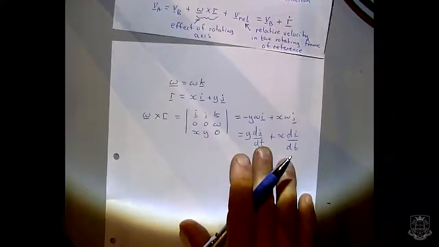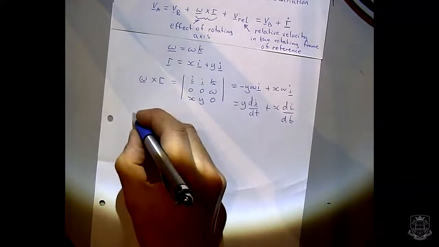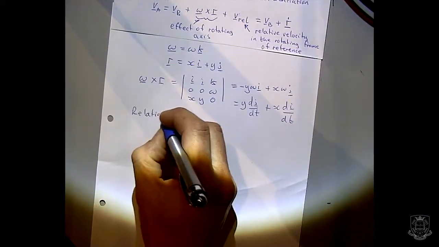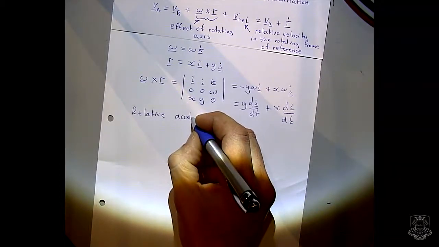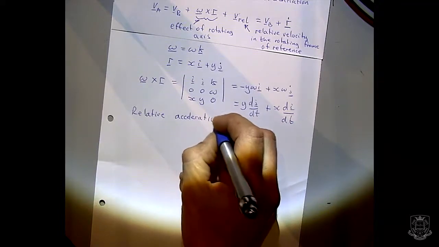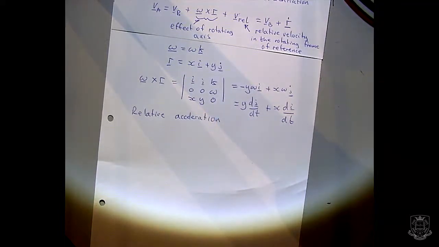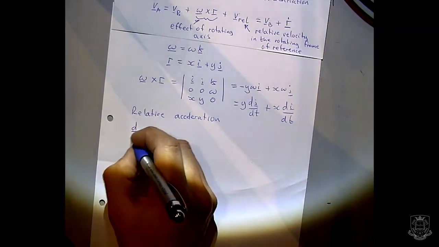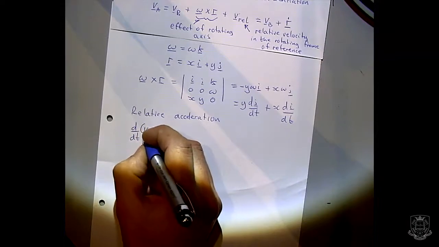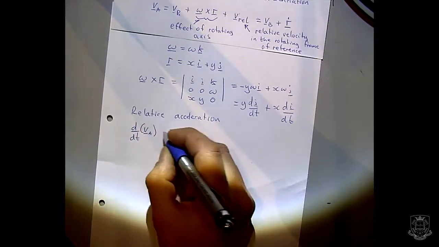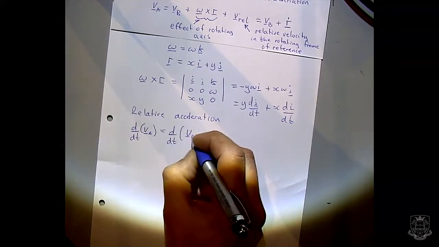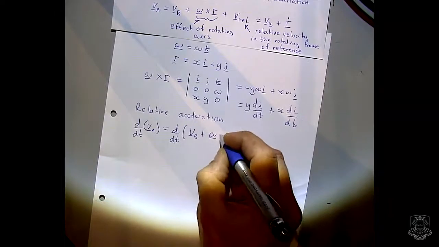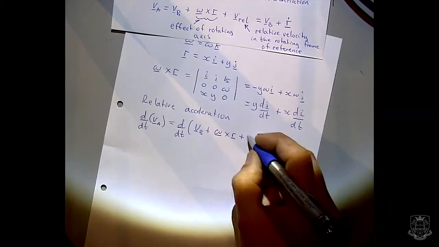So, if we want to work out what the relative acceleration is, we have to take the time derivative of the velocity expressions. So we have to do a d by dt of velocity. On the left hand side it's VA, and on the right hand side we've got d by dt of VB plus omega crossed with r plus V relative.